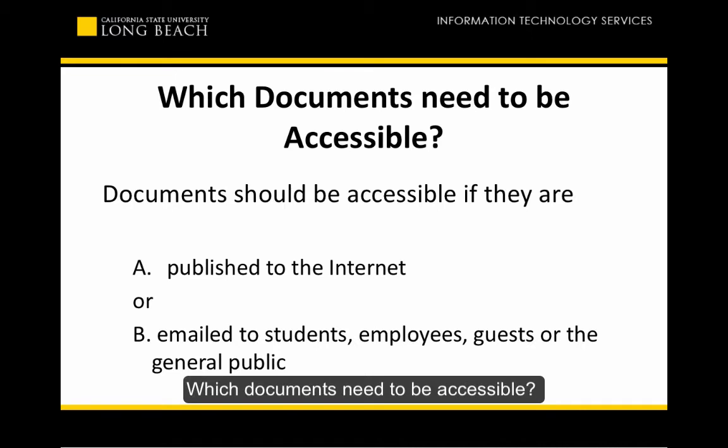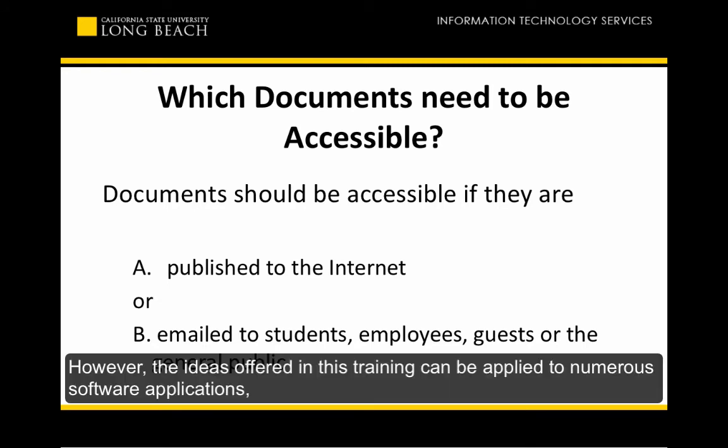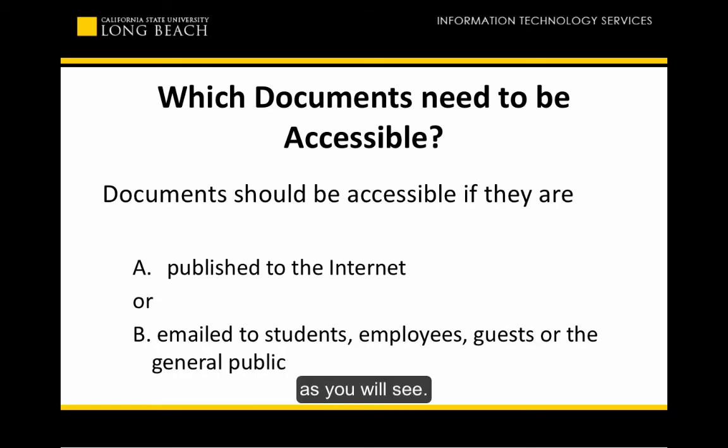Which documents need to be accessible? Documents should be accessible if they are published to the internet or emailed to students, employees, guests, or to the general public. Currently, only Word, PowerPoint, and PDF files are being addressed. However, the ideas offered in this training can be applied to numerous software applications, as you will see.